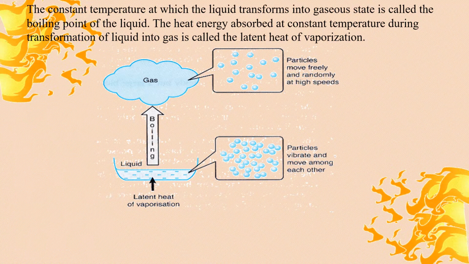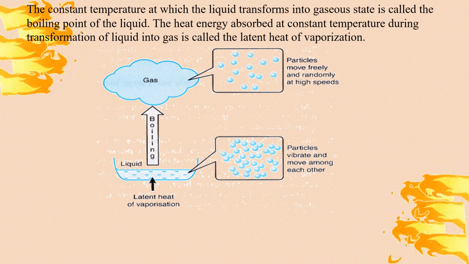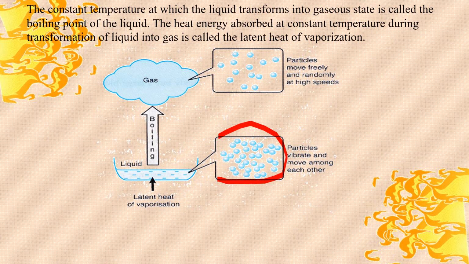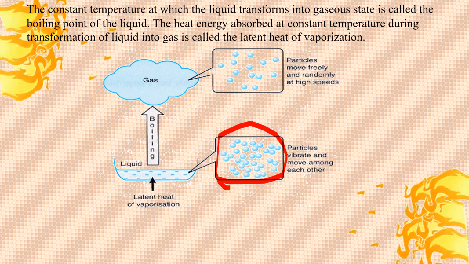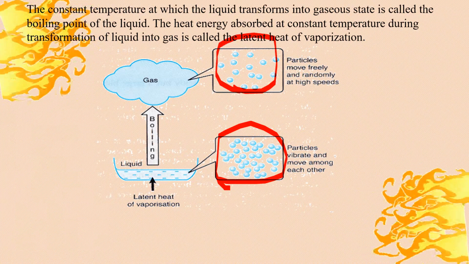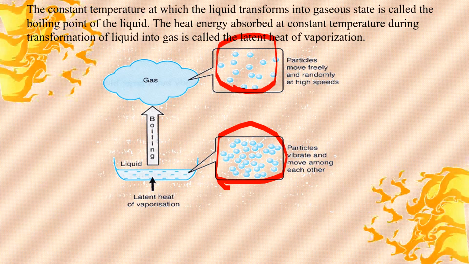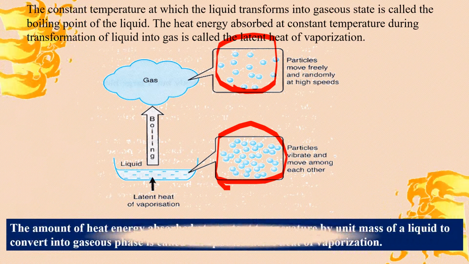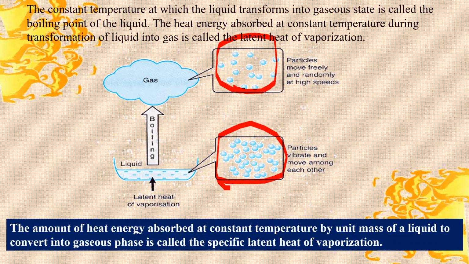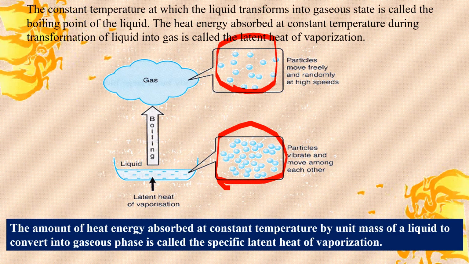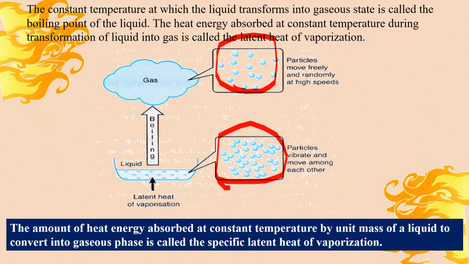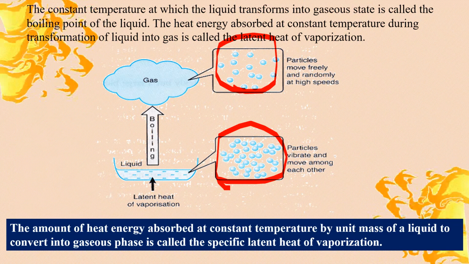Now if you look at the particles, pay attention to the particles of the liquid. Here you can see the particles are much tighter as compared to the gaseous state. This is all because of the heat being absorbed. The amount of heat energy absorbed at constant temperature by unit mass of a liquid to convert into the gaseous phase is called the specific latent heat of vaporization.